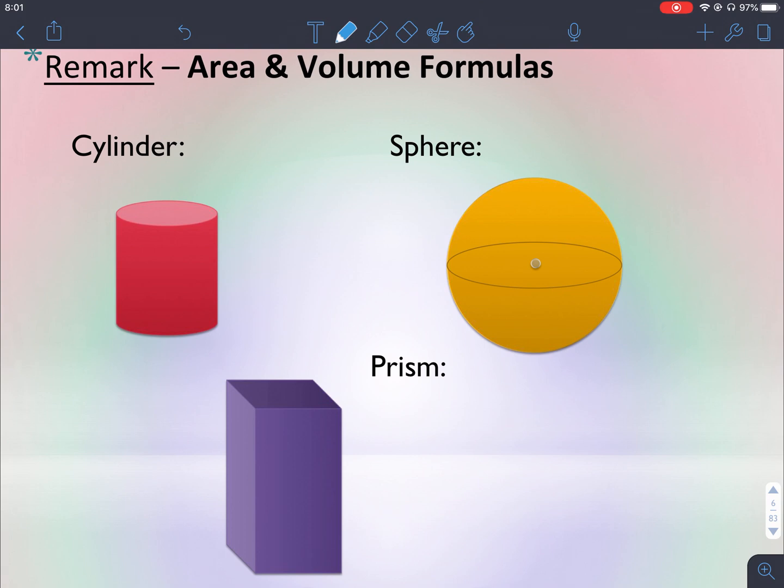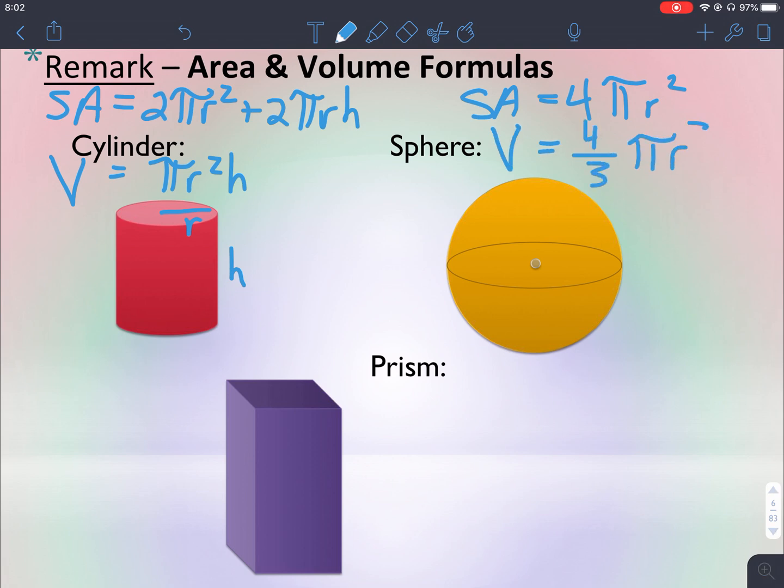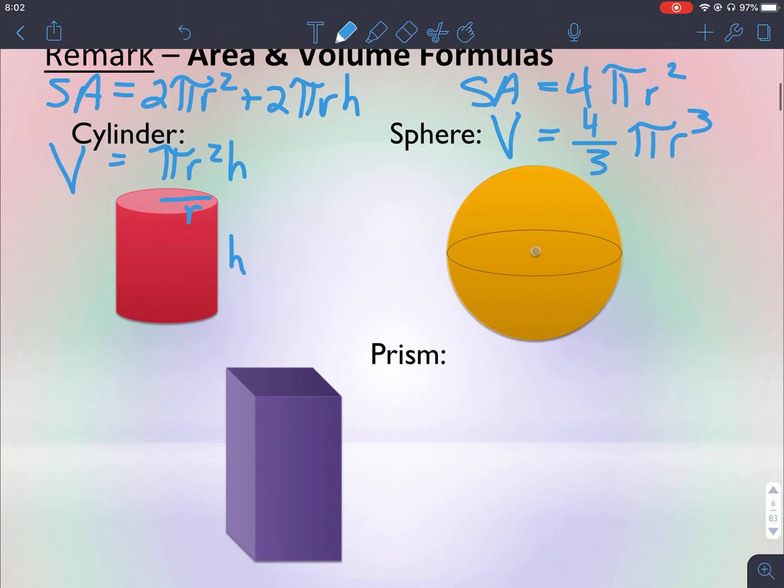Some more. When we have three-dimensional shapes, we're going to have a surface area. So the surface area of a cylinder is 2 pi r squared plus 2 pi r h. And the volume is given by pi r squared h. A sphere has a surface area that is equal to 4 circles. So that's 4 pi r squared. The volume is going to be 4/3 pi r cubed because volume is a three-dimensional unit.